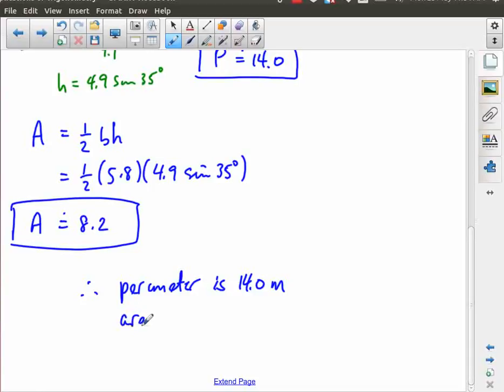And the area is 8.2, and that will be square meters.